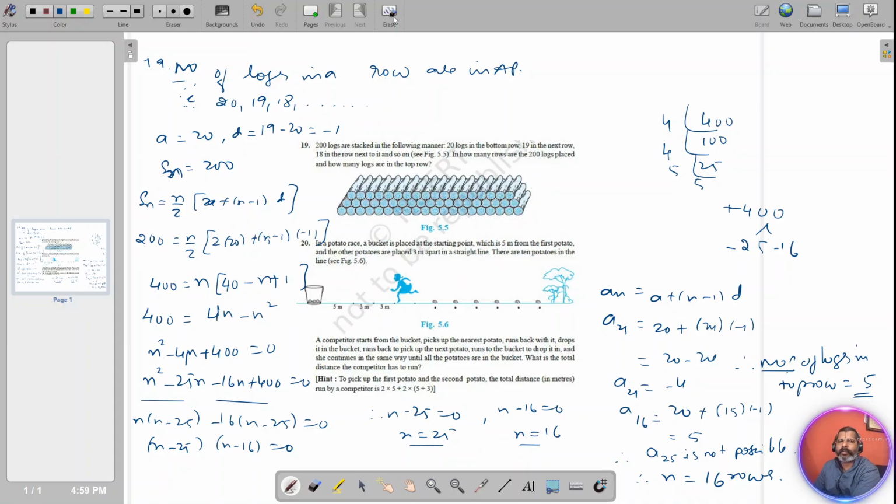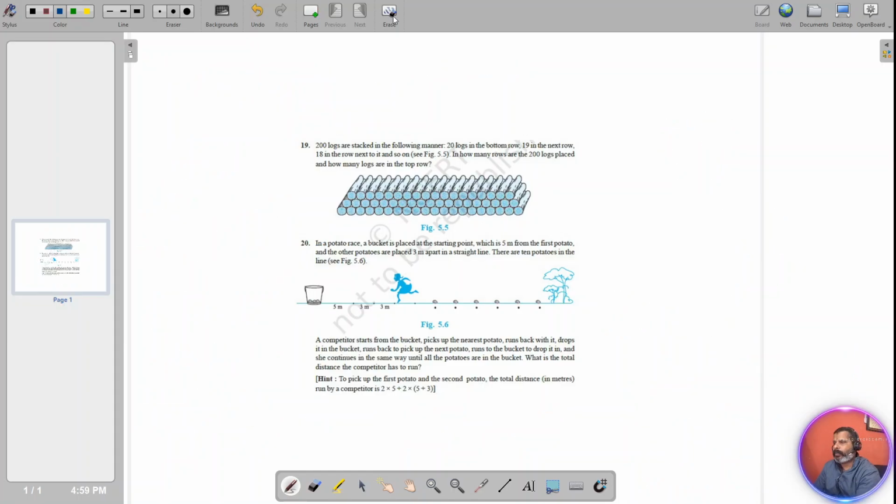We'll move to the next and last question in the exercise in the chapter. In a potato race, a bucket is placed at the starting point, which is 5 meters from the first potato. As you see in the figure, the bucket is at a 5-meter distance, and after that every potato is kept at a 3-meter distance. The first potato is at 5 meters from the bucket, and the next potatoes are subsequently 3 meters apart.